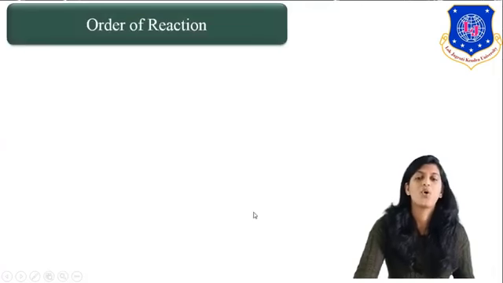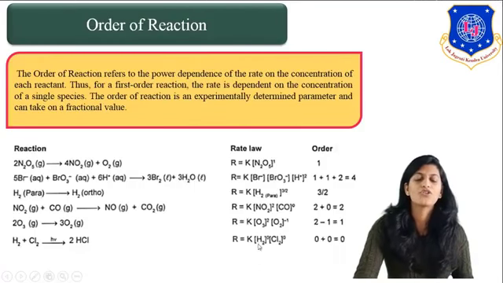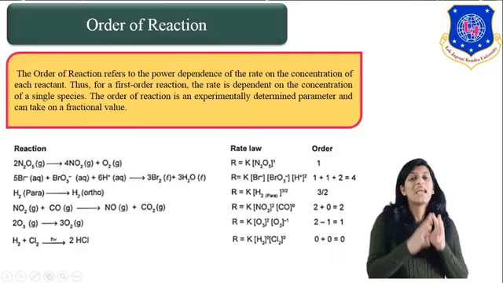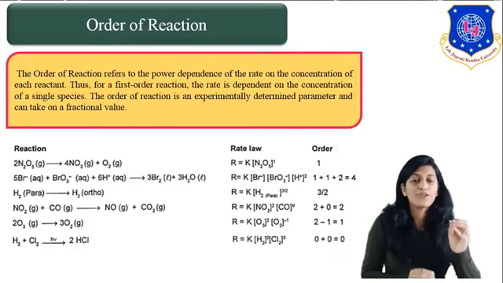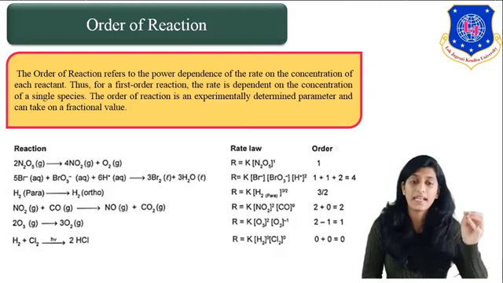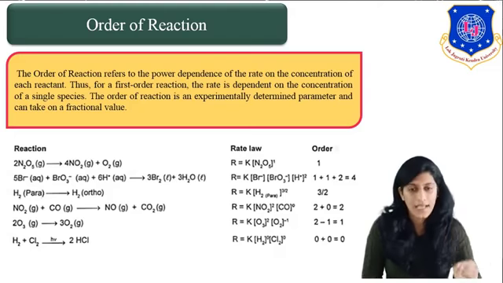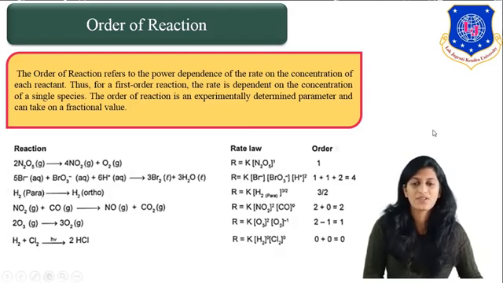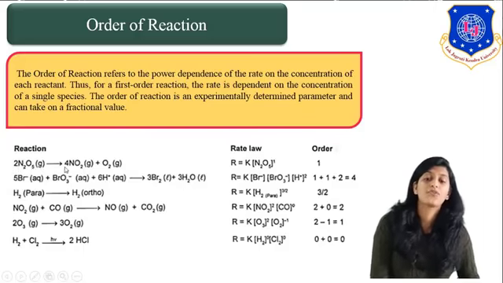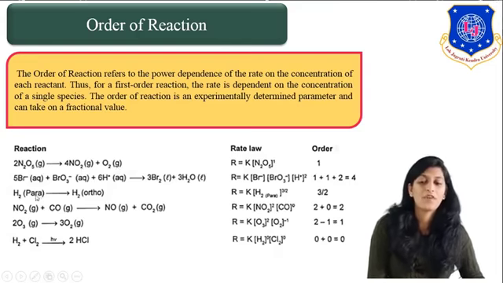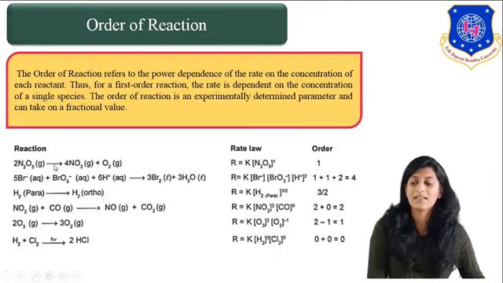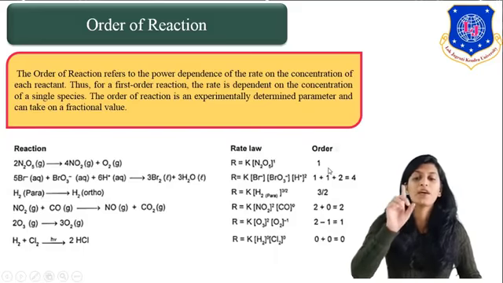And the last one is order of reaction. So basically what do we mean by order of reaction? The order of reaction basically refers to the power dependence of the rate on concentration of each reactant, right? For example, as you can see here, I have put different examples here. 2N2O5 in gaseous phase reacts to give you 4NO2 plus O2. So if you see the power of this reactant here, then it is 1, right? So power of reactant is 1, so order will be 1.